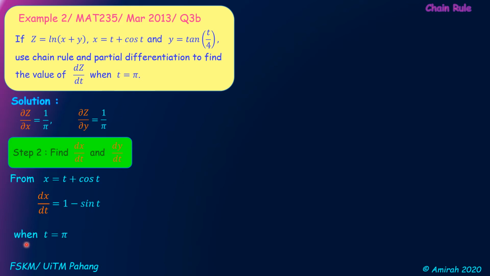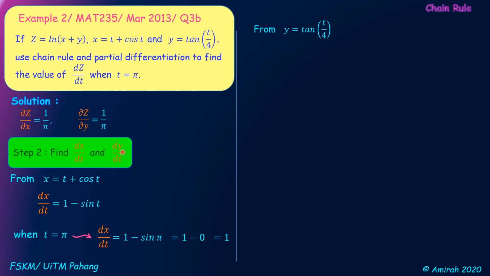Then when t equals pi, we can find the value of dx/dt. We replace t with pi, so we get dx/dt equals 1 minus sin pi. Sin pi equals 0, so we get 1 minus 0 equals 1. The 1 here means the value of dx/dt when t equals pi. After that, we need to find dy/dt.